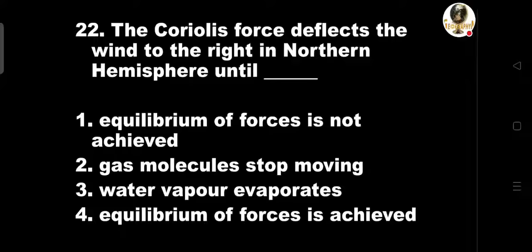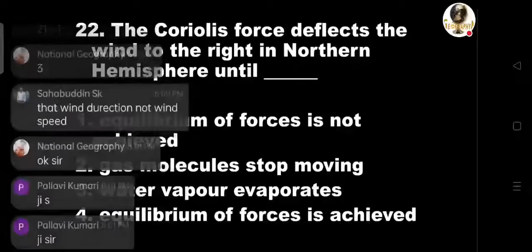The Coriolis force deflects the wind to the right in the northern hemisphere until an equilibrium of force is achieved, and the gas molecules stop moving and the water vapor evaporates, and the equilibrium of force is achieved.